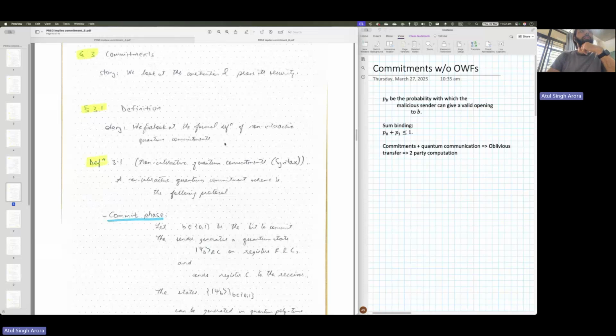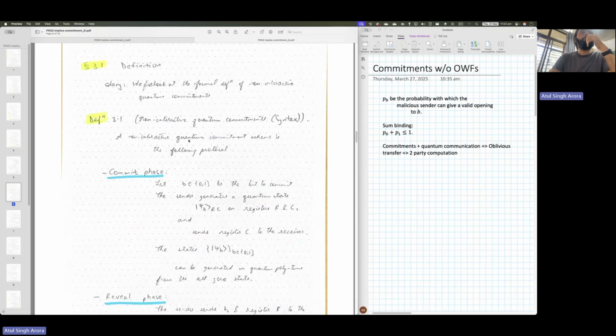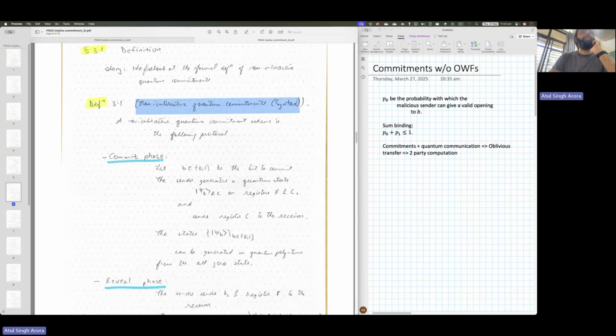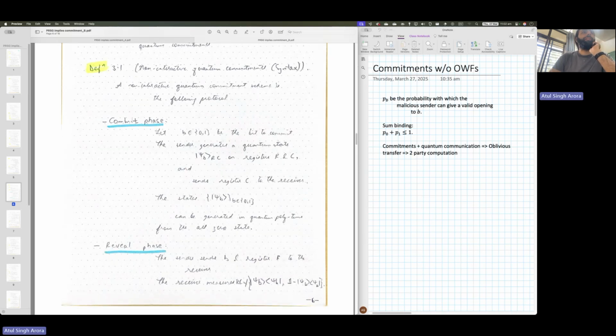Right, so now let's look at the formal definition of what a commitment is. So we define non-interactive commitments. What is the syntax? The syntax is that it has these two phases. So it has the commit phase.